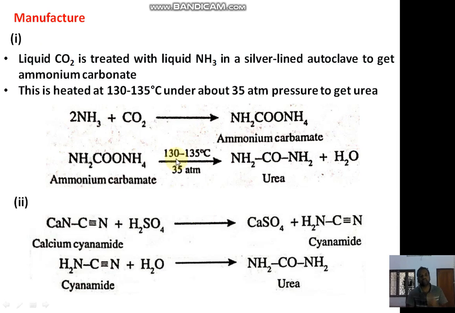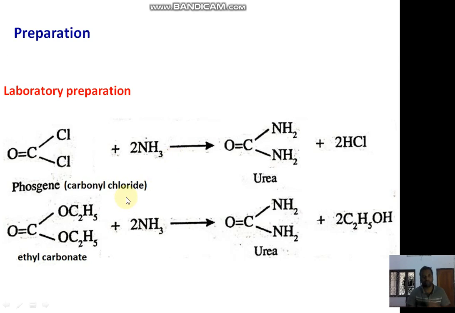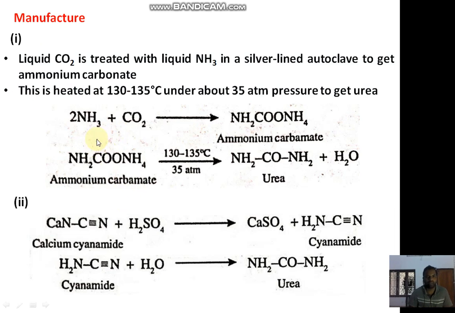This is only laboratory scale preparation. In large scale preparation also we have two methods. The first one is that liquid carbon dioxide is treated with liquid ammonia. We mix liquid carbon dioxide and liquid ammonia in a silver lined autoclave to get ammonium carbamate.